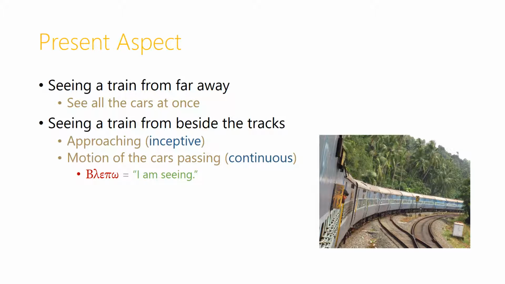If we're focusing on the motion of the cars passing, this is a little bit like the continuous present. Blepo can also mean I am seeing. The action is going on just as if we were standing beside the train tracks and watching the continuous motion of the train going past. I am seeing.